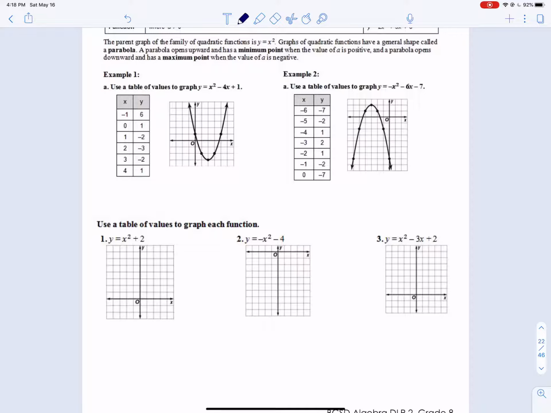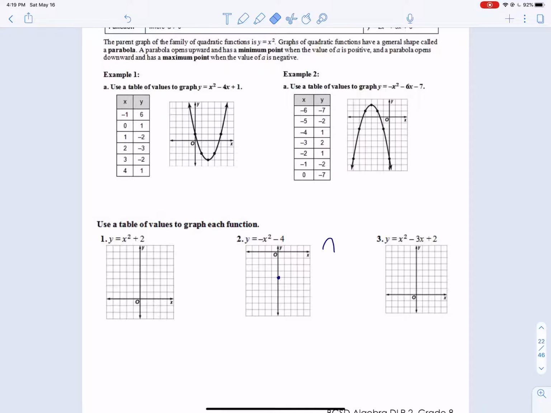So I'm gonna do number 2. First of all, what should this look like? Think about the coefficient of x squared. What value is a? A is negative, so it's going to open down. And we also know that it's going to cross the y-axis at negative 4. So we don't know if it's going to be over here or over here. We're going to get that by finding some values.